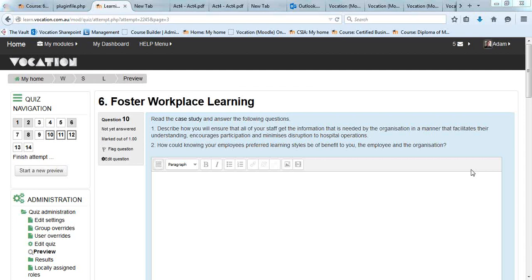So what we're looking at, do you want to go for number 2? I'll just do number 2. How could knowing your employees' preferred learning styles be a benefit to the employee or the organisation? So that's a question relating to learning styles. Do you want to?